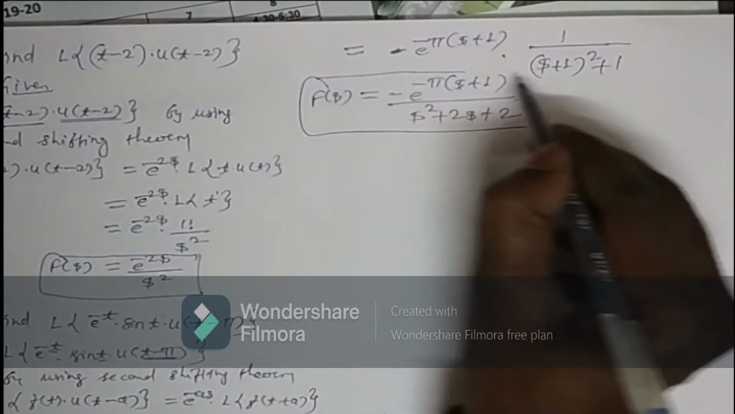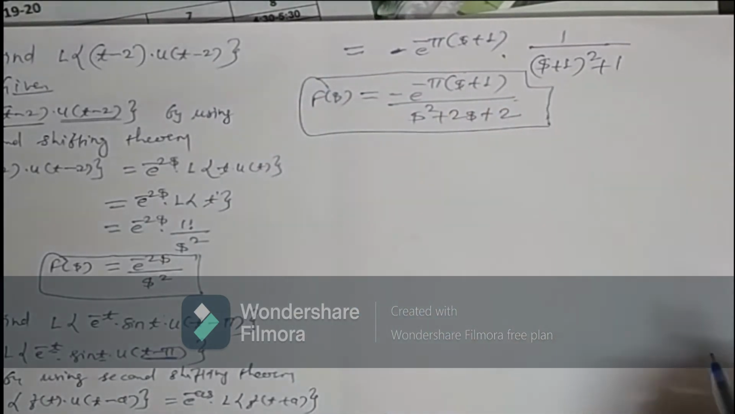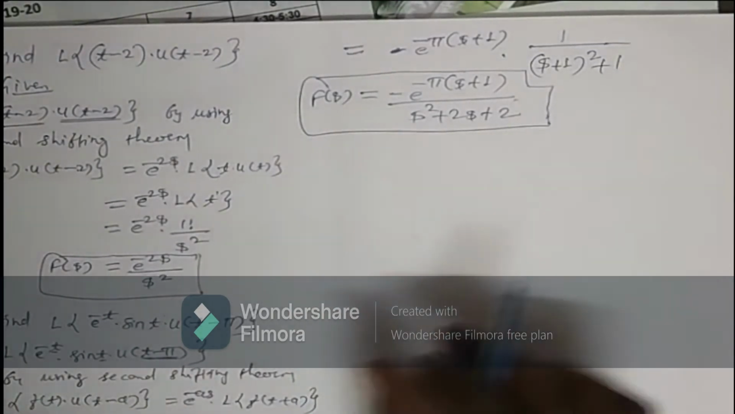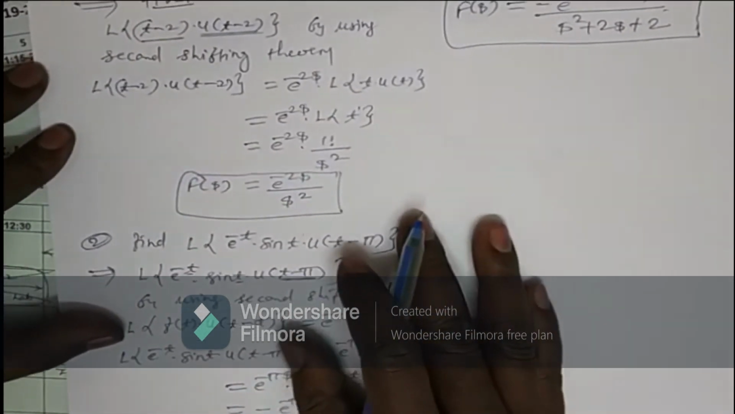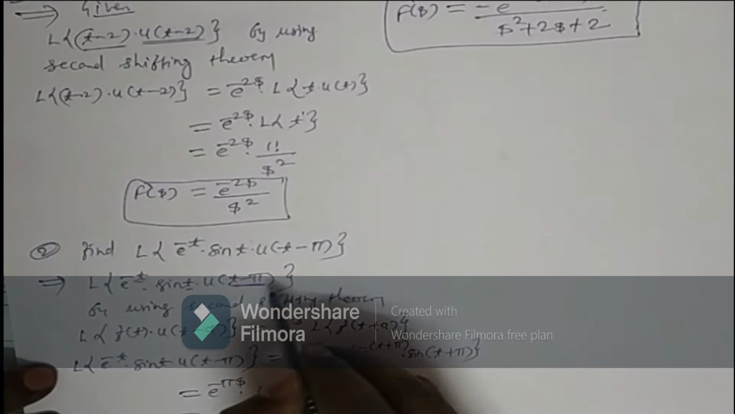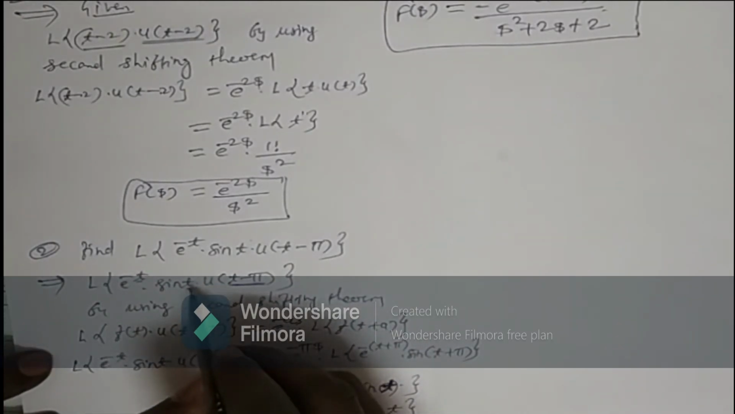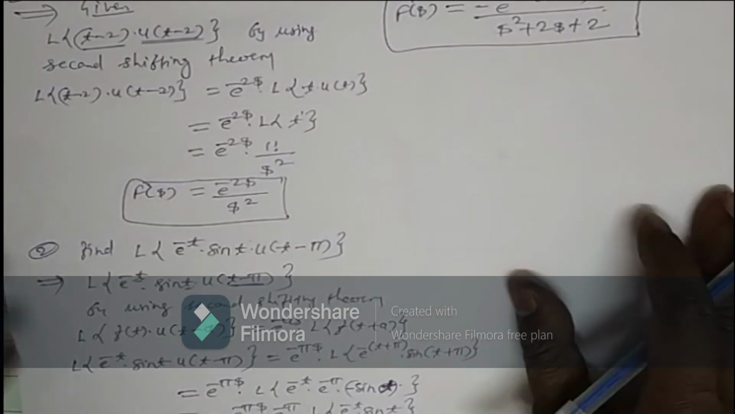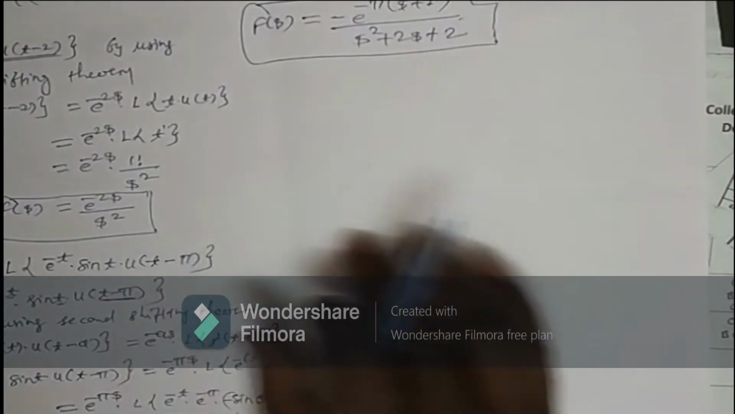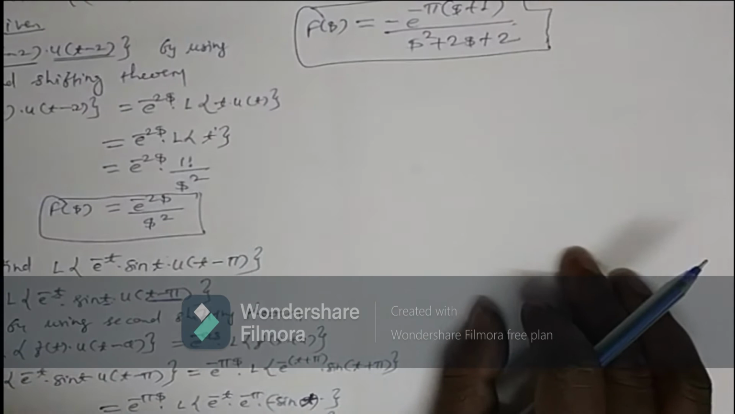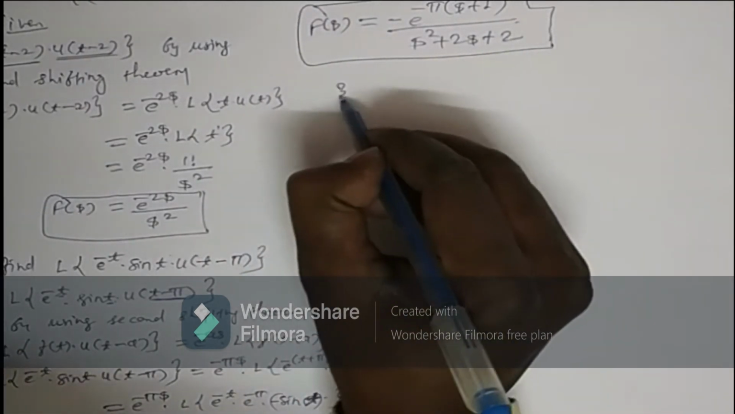Okay, this is one method, and another method is we can directly, in this case, convert this t into t minus pi and solve. Okay, this is one method, but I think this will be the easy method. You please refer this method.